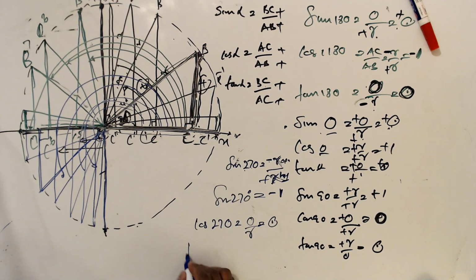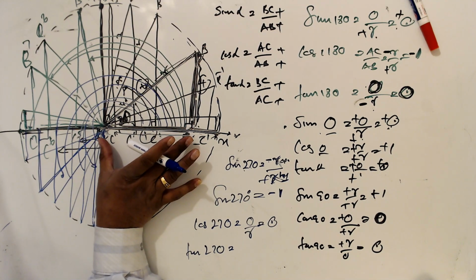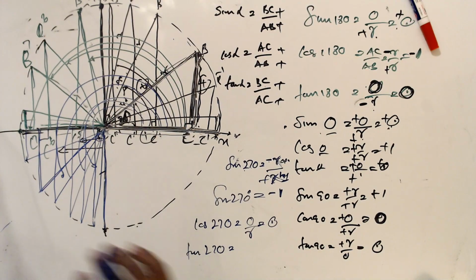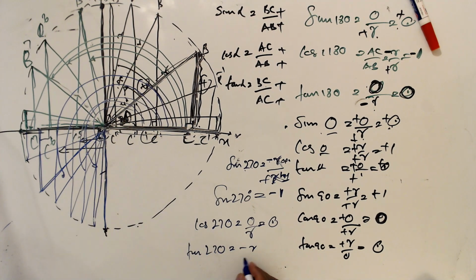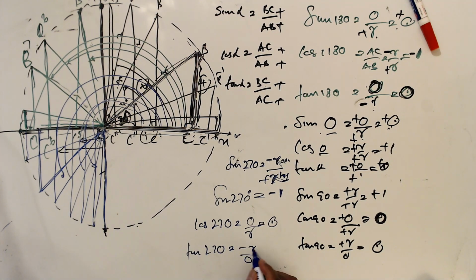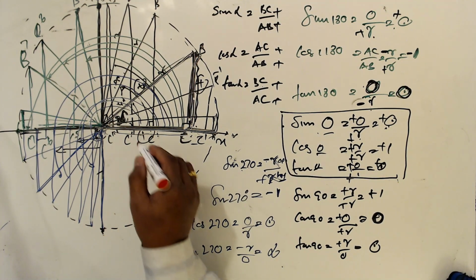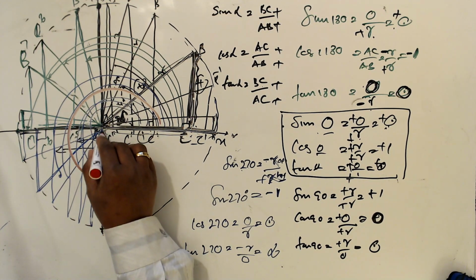Right, now tan 270. Tan means opposite divided by adjacent. So opposite is almost minus R and adjacent is now 0. So anything divided by 0 is infinity. Now we'll continue further like this.